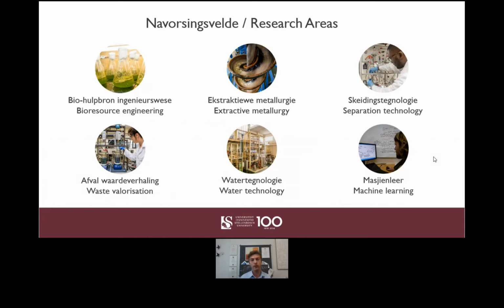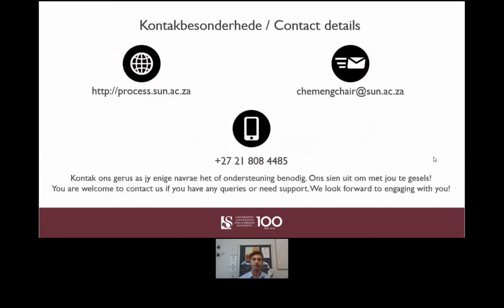We have a separations technology research group, which uses the fundamental properties of materials to separate and purify. We have waste valorization, which I've mentioned already. We have water technologies, where we purify and increase the access of potable water. And increasingly, we have machine learning, which cuts across all of these research areas to use artificial intelligence and neural networks to make interesting insights into how we can improve all of this.